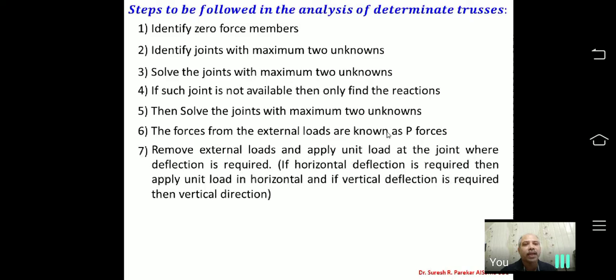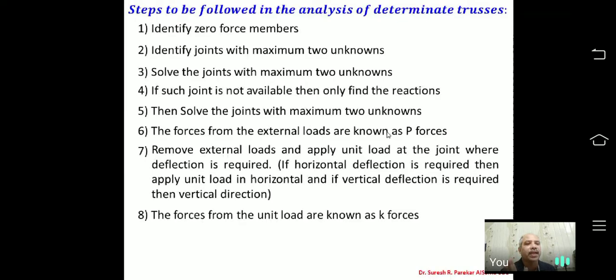Now we will remove all external loads and we will apply a unit load at the joint where displacement is required. That force you can give in any direction, but if you have horizontal deflection required, then you have to give it on the horizontal positive side or negative side. If you want vertical, then you can give vertical positive or vertical negative, that is your choice.